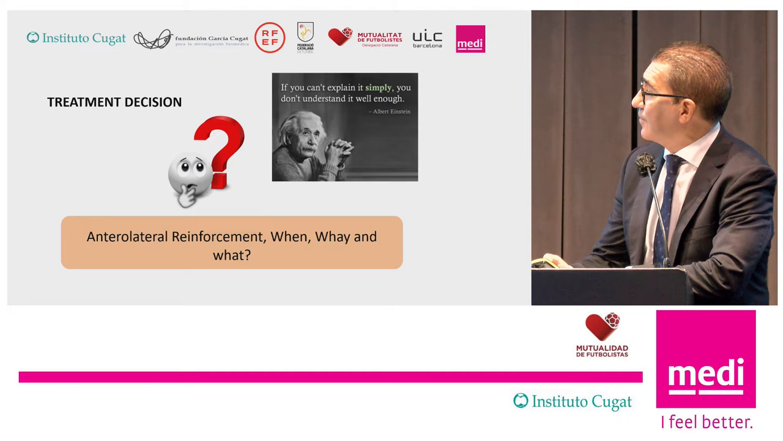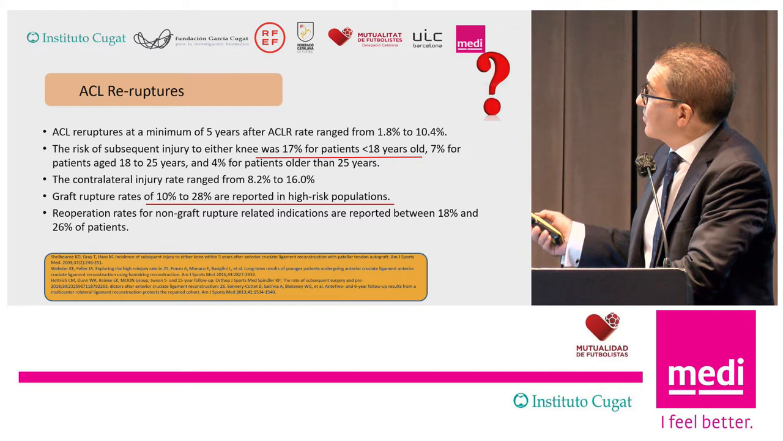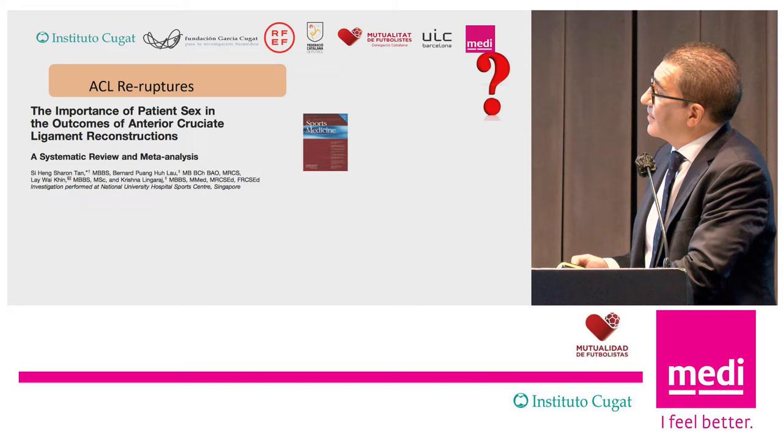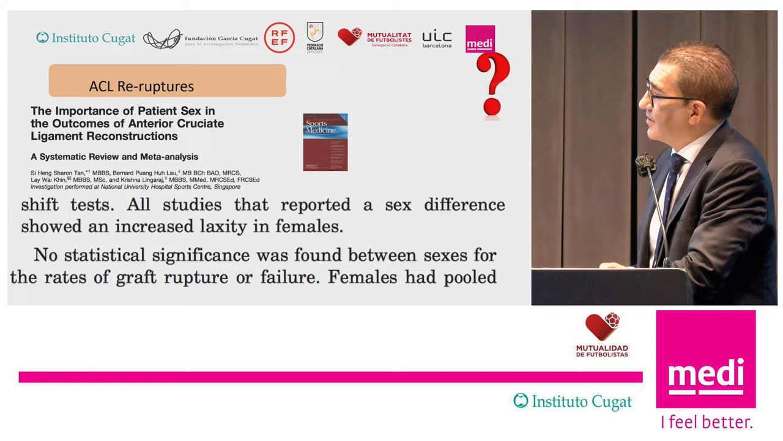Some data, small data. Look at this. 80% of patients have a risk of subsequent rupture of the ACL, but the most important, the graft rupture rates range from 10 to 48%. Another data, this is a systematic analysis we looked at for the importance of sex. All the studies that reported a sex difference showed increased elasticity in females, but no statistical significance was found between sexes in the rates of graft rupture.